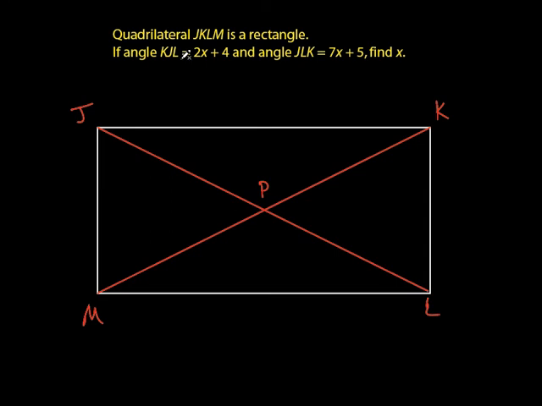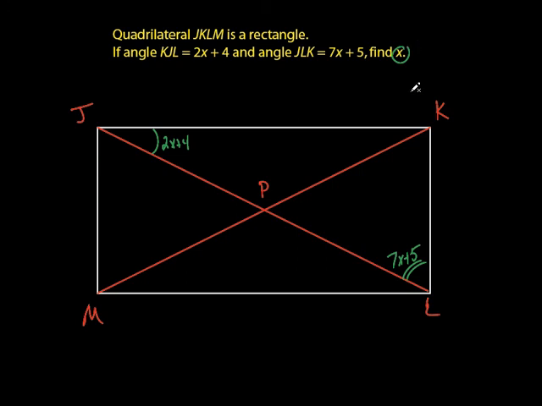Let's take a look at just the information that they give you, and let's go from there. It says if angle KJL, there's K, there's J, there's L. They're talking about this angle right here. That's equal to 2x plus 4. And angle JLK, excuse me, where's that? JLK, that's this one right here. Okay, that angle right there, that's equal to 7x plus 5. And the question says solve for x.